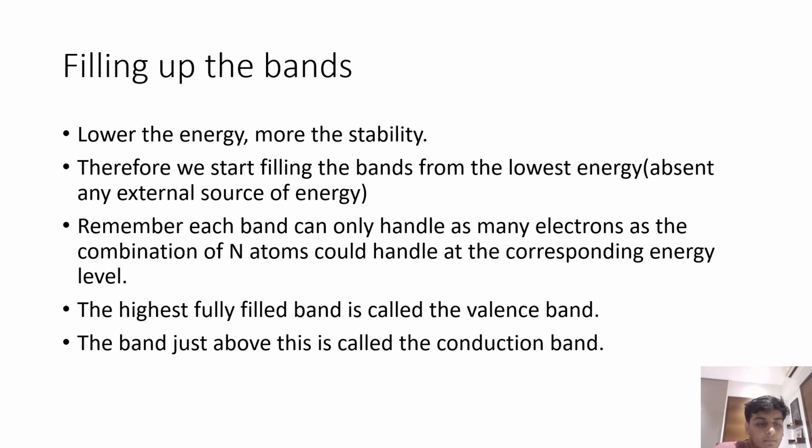Cool. Now the last few things on this slide are the definitions of valence band and conduction band. When we start filling up the bands and fill up all the electrons that are there in the material using this process, the highest fully filled band is called the valence band, and the band just above this is called the conduction band. Just note the words fully filled. That means it does not have any empty states in it. So if a band is partially filled and every band above it is empty, that band would be the conduction band and not the valence band, because the band below that would be the highest fully filled band.